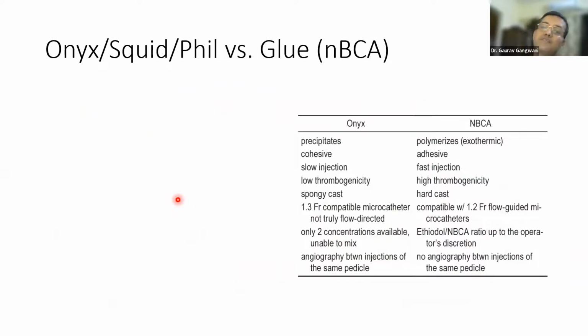So what is the difference between these neuro agents, Onyx, SQUID, and FILL versus glue? Glue polymerizes and forms a dense cast, whereas Onyx or SQUID or FILL precipitates and does not form an adhesive or a dense cast. It rather forms a lava-like or spongy cast, not a very hard glue-like cast. And of course, both are compatible. But second, glue you can change according to the dilution, whereas Onyx, there are a few defined concentrations available, but with options of SQUID and FILL, there are more and more options coming up.